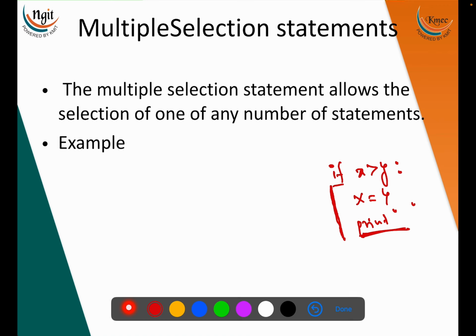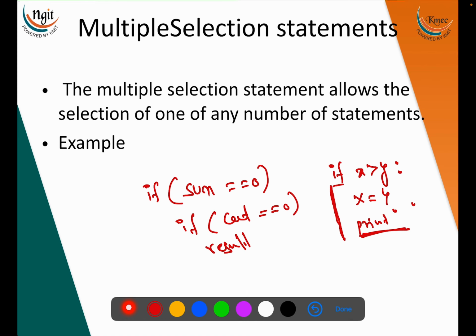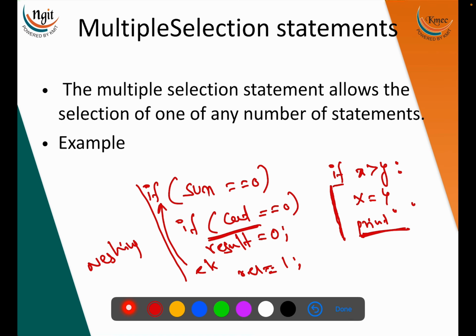We also have nesting selectors. Nesting selectors look something like this: if sum double equal to 0 and if count double equal to 0, then result equal to 0, and else result equal to 1. The reason I call this nesting selectors is that one selection statement is available inside the other selection statement. If a selection statement is available in another selection statement, those are called nesting selection statements, or simply nesting selectors.